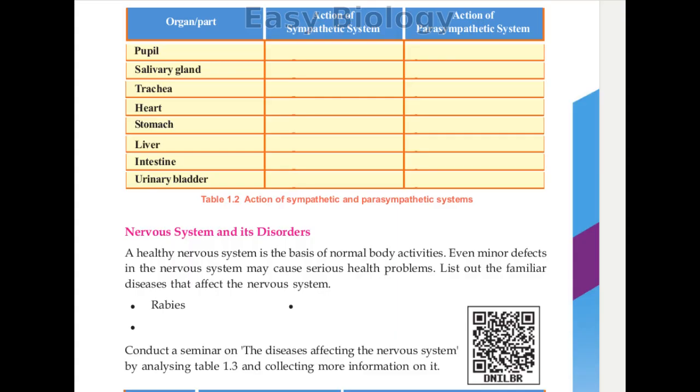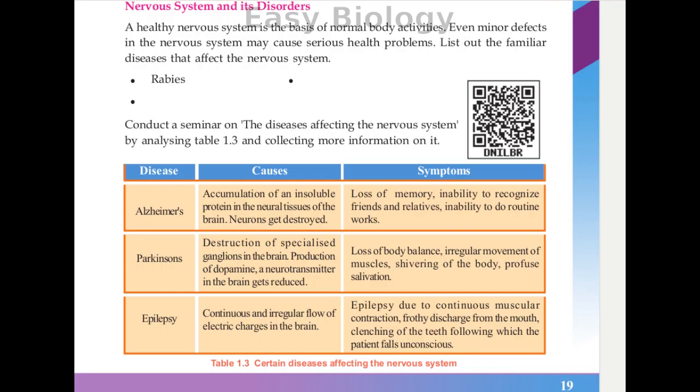In nervous system disorders, we have to study three important diseases. They are Alzheimer's, Parkinson's, and epilepsy. The causes of Alzheimer's are accumulation of an insoluble protein in the neural tissues of the brain, and the neurons get destroyed. The symptoms of Alzheimer's are loss of memory, inability to recognize friends and relatives, and inability to do the routine works.